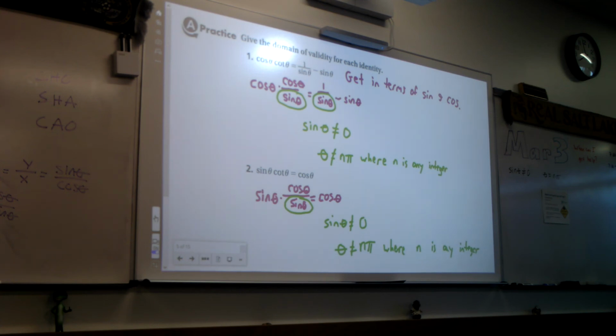Well, why is sine getting all the love here? What if cosine's in the bottom? Then what do we need to restrict? Well, that's what we're going to look at next, okay? And then what if they're both in there? We'll talk about both of those, okay?